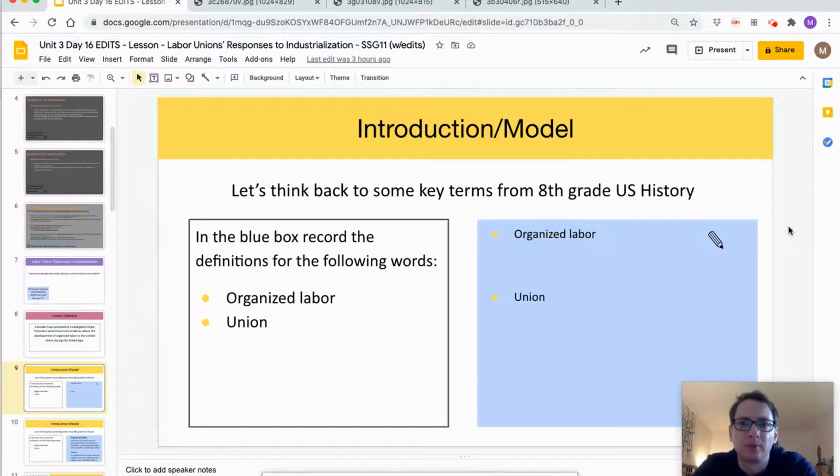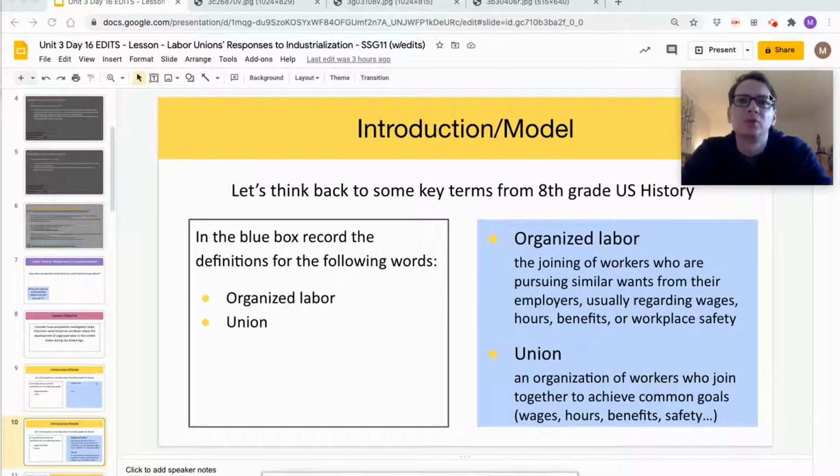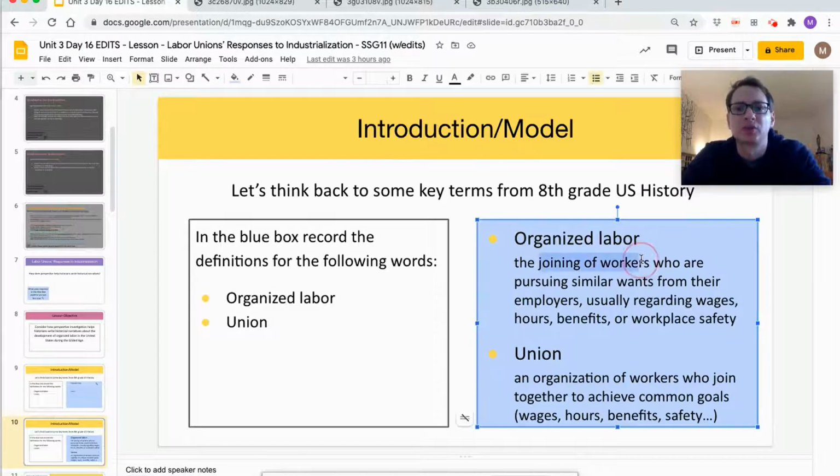So, okay, here you see my model for both terms. While yours may be fairly different, there should be some commonalities. With organized labor, it's really the workers joining together, which is based on the idea of strength in numbers, opposing business owners and managers to pursue a set of ideals. Usually, it's wages, hours, benefits, and workplace safety. Unions are the actual organizations that workers join.